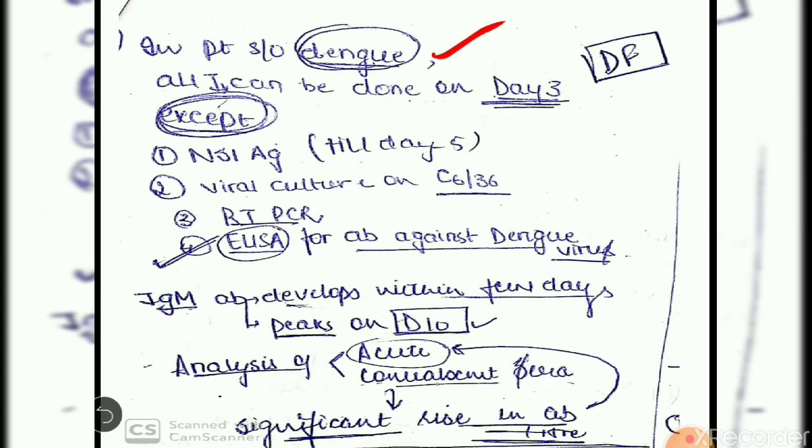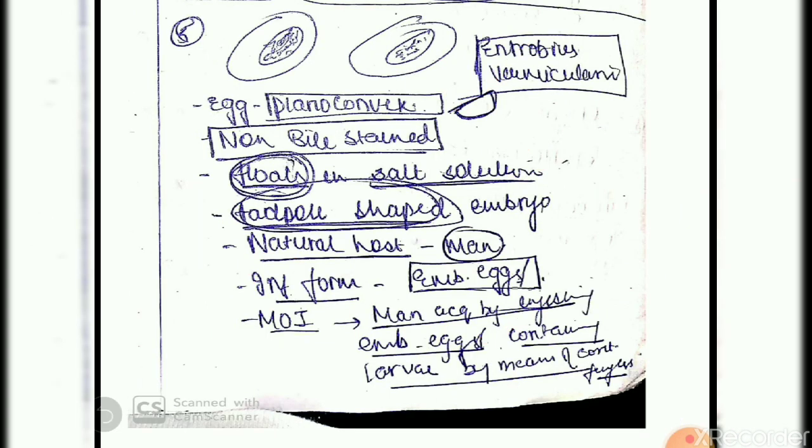Coming to you again, the question on dengue, the patient presenting to you on day 3, very important. So on day 3, 3 tests are done. One is NS1 antigen, other is the viral culture, and the third one is RT-PCR. Which test is not done? Your ELISA is never done, because the IgM peak comes on day 10, and if the antibody has risen significantly, that means it's an acute phase of infection, right?